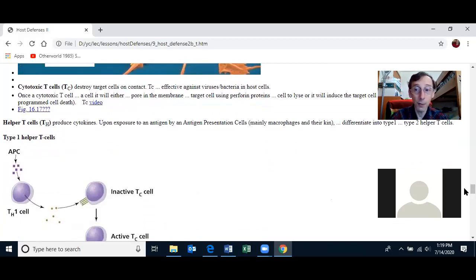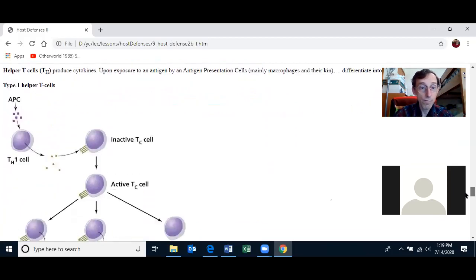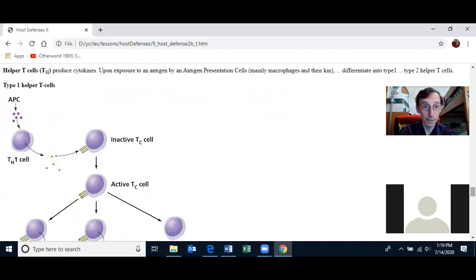All right, so we talked about cytotoxic T cells. Let's talk about helper T cells. Helper T cells are cells that help other cells of the immune system respond to an antigen. In this case, we're talking about a pathogen. And as I mentioned, when the T helper cell first gets stimulated by an antigen, the antigen has to be brought to the T helper cell by an antigen presentation cell. And most of the time that's a macrophage or their kin, another white blood cell.